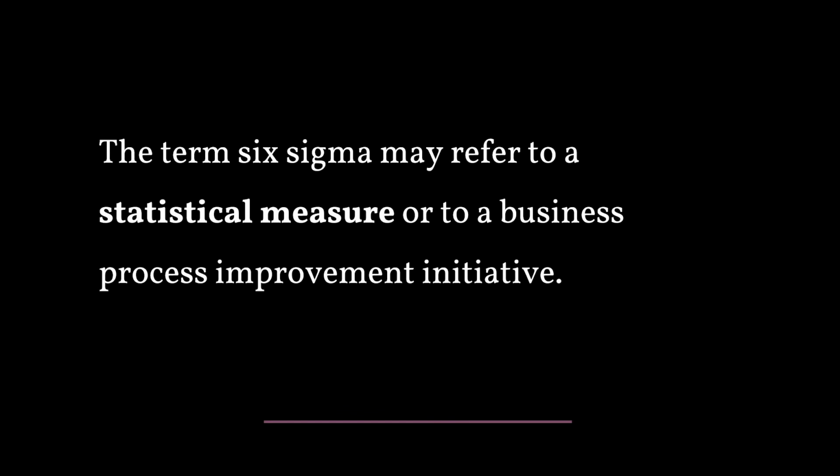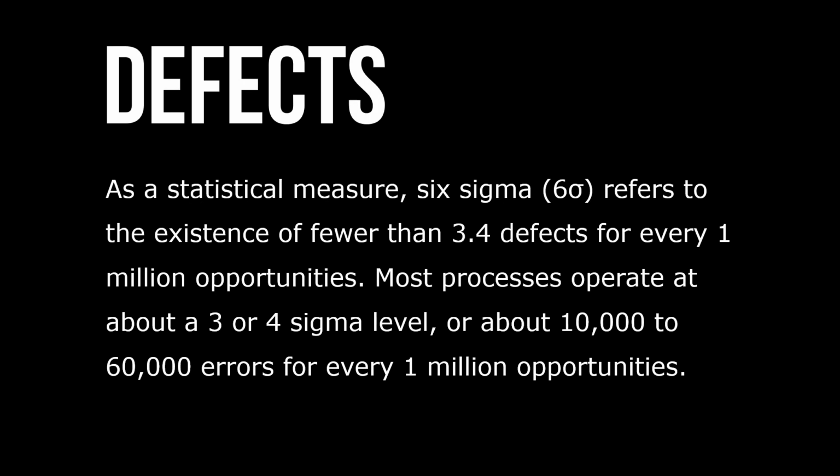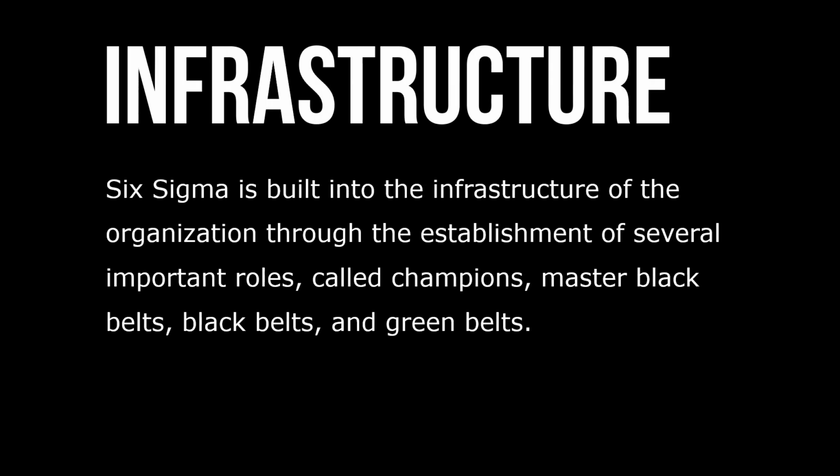The term Six Sigma may refer to a statistical measure or to a business process improvement initiative. As a statistical measure, Six Sigma refers to the existence of fewer than 3.4 defects for every 1 million opportunities. Most processes operate at about a 3 or 4 sigma level, or about 10,000 to 60,000 errors for every 1 million opportunities. Six Sigma is built into the infrastructure of organizations through the establishment of several important roles called champions, master black belts, and green belts.